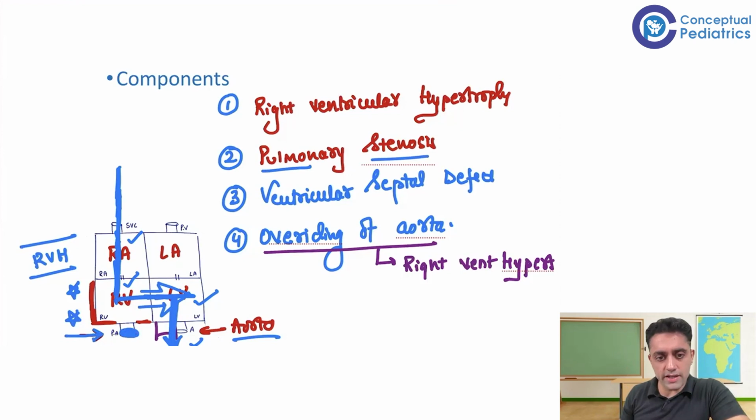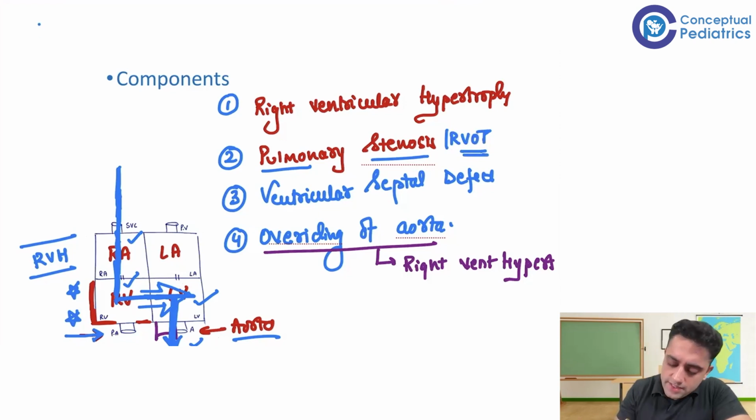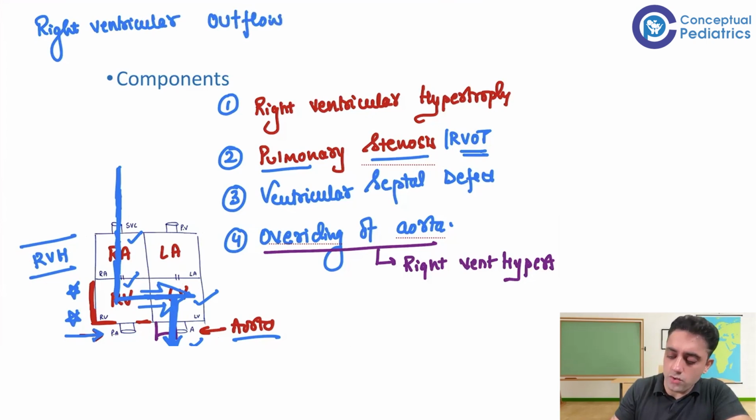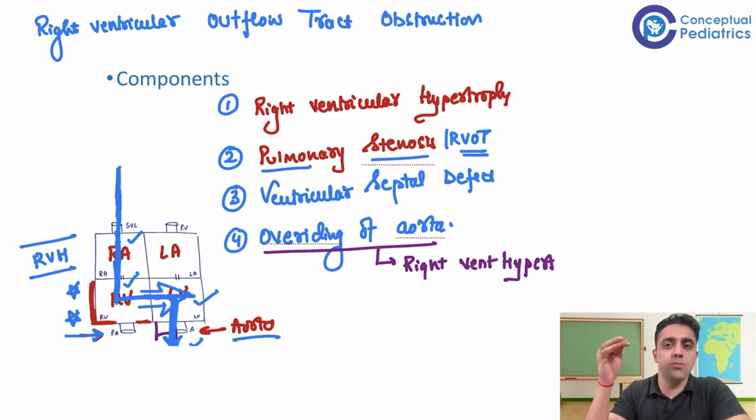Pulmonary stenosis, or some books have written RVOT. So what is RVOT? RVOT is right ventricular outflow tract obstruction. Nothing but obstruction at the pulmonary area or at the pulmonary valve.